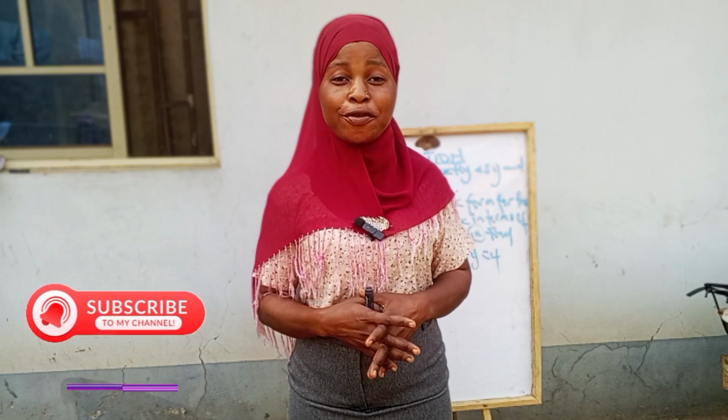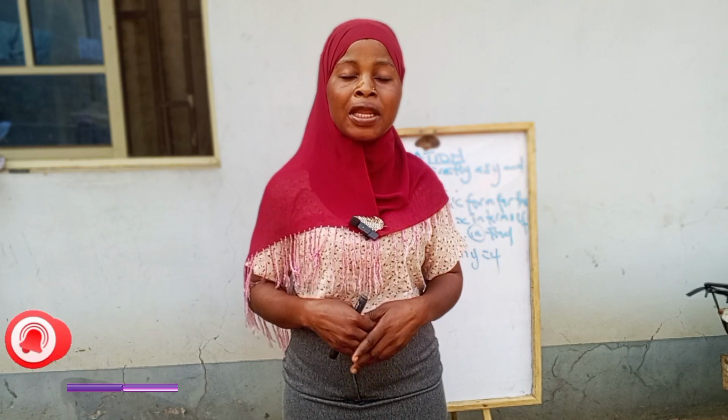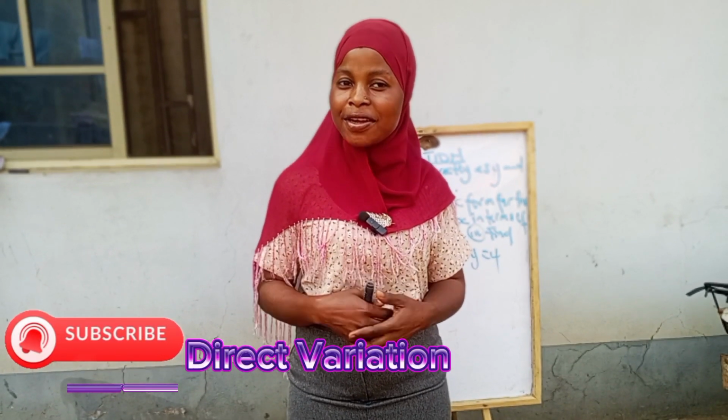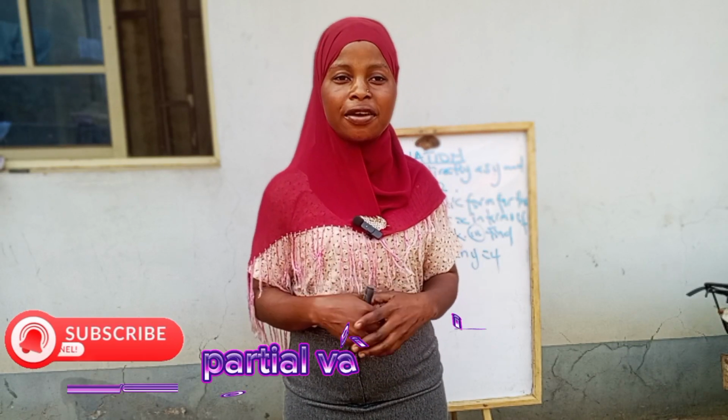What do we understand by variation? Variation shows how one thing depends on another. There are four types of variation: direct variation, inverse variation, joint variation, and partial variation.